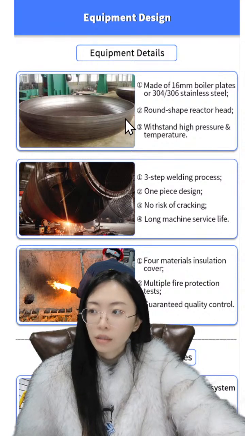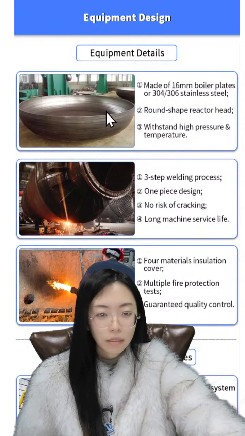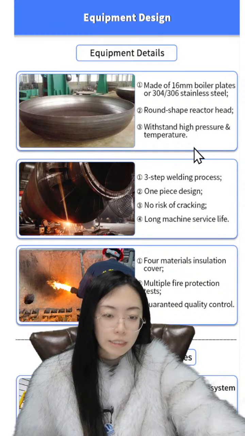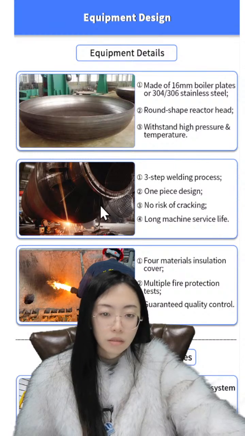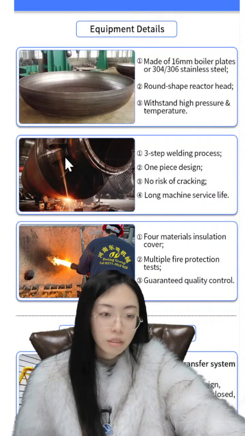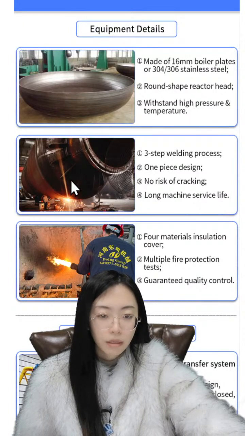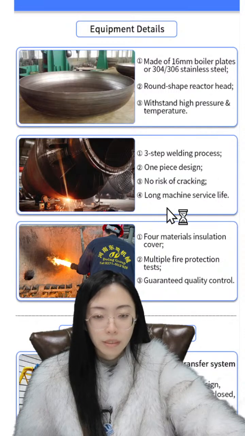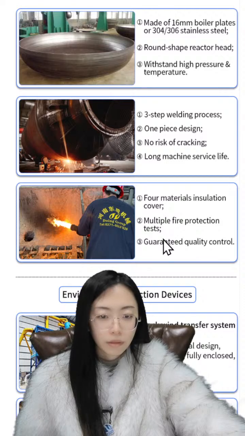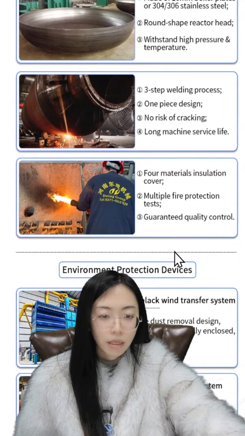Like the raw material we use for the reactor, it is boiler plate or high pressure resistant stainless steel. The principle of building this reactor, like the 3-step welding process, one-piece design, and so on, is not clear to show here with the slide. If you are interested in this, we can send the PowerPoint.